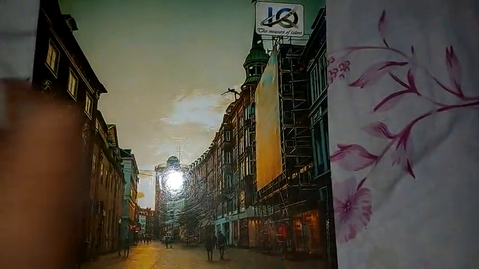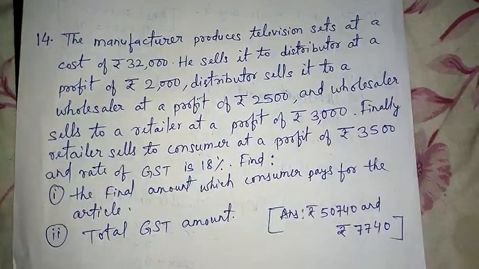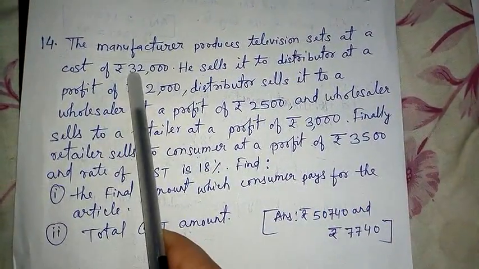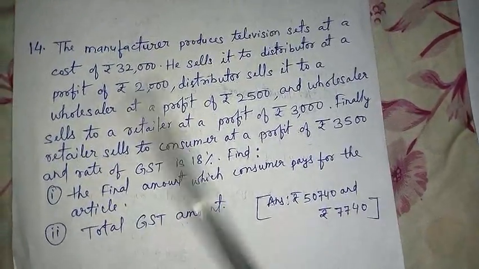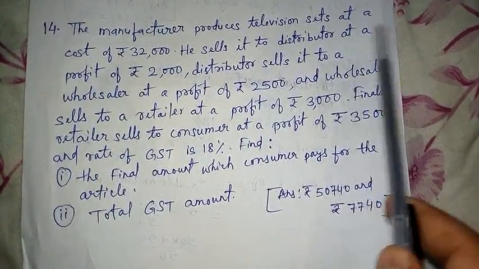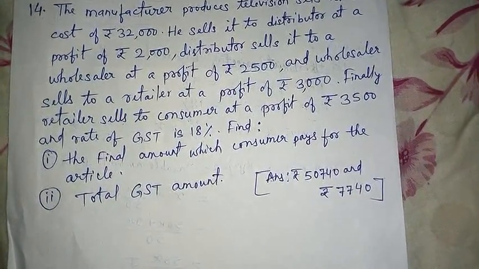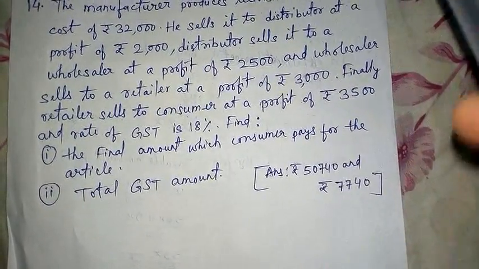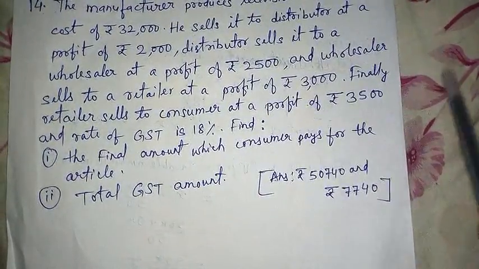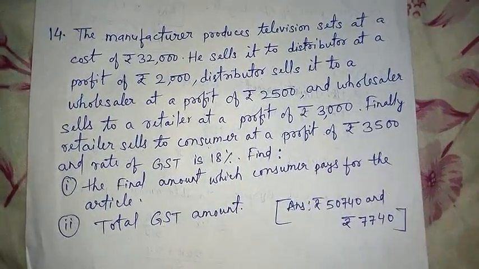One more question I want to discuss, children, from the chapter GST. Very interesting question I have here. Number 14. The manufacturer produces a television set at a cost of rupees 32,000. Almost the same type of question, but this time the television's price is 32,000. Now he sells it to the distributor at a profit of 2,000 and the distributor sells it to the wholesaler at a profit of 2,500, and the wholesaler sells it to the retailer and finally the retailer sells to the consumer. So same type of question, but the chain has increased one more step. This question I can give you as homework because it is very similar to the first one.